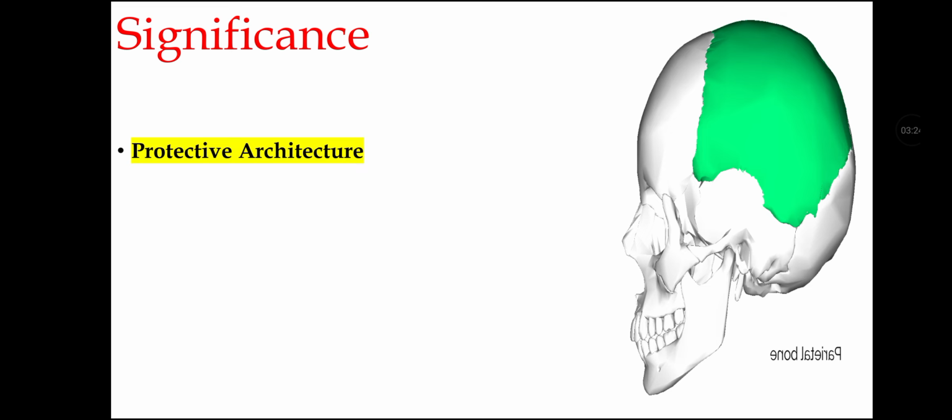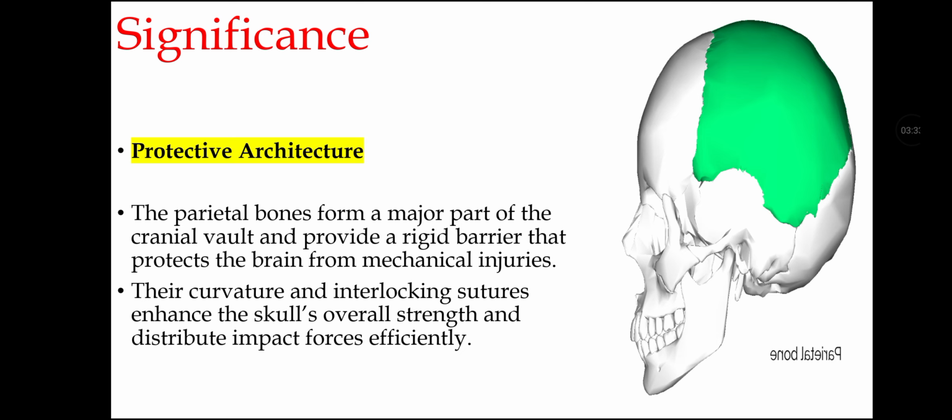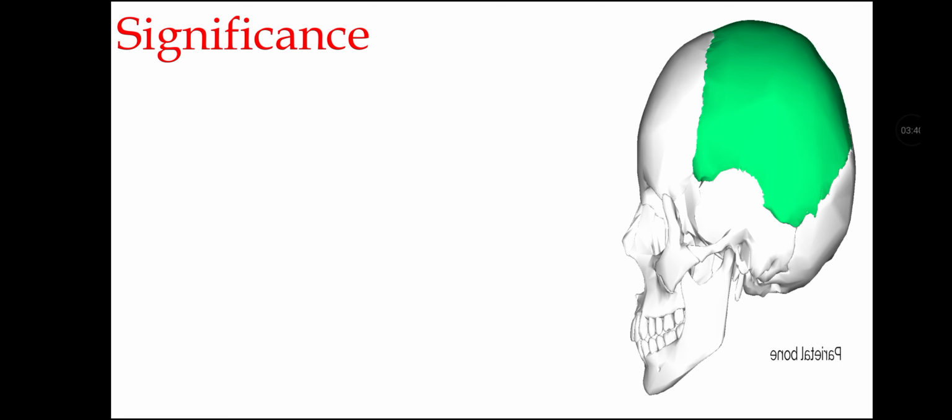Now let's talk about the significance of the parietal bone. First, it has a protective architecture. The parietal bone forms a major part of the cranial vault and provides a rigid barrier that protects the brain from mechanical injuries. This curvature and interlocking sutures enhance the skull's overall strength and distribute impact forces efficiently.